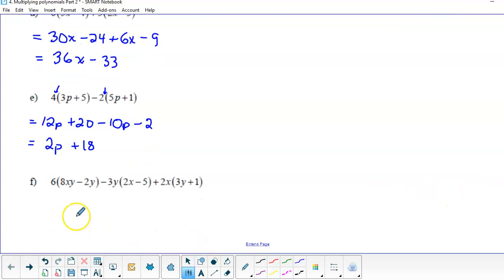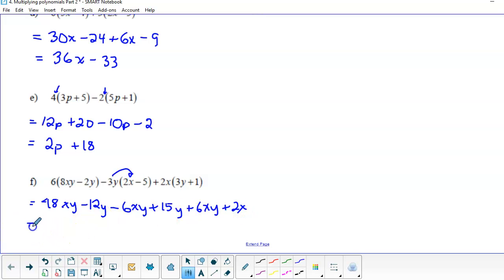Now a bunch of things here. So I'm going to multiply through to get rid of the brackets. So the first, that's going to be 48xy and minus 12y. Then negative in front, that's going to be minus 6xy. And then a negative times a negative is a positive, so plus 15y. And then this is a positive, so plus 6xy and plus 2x.